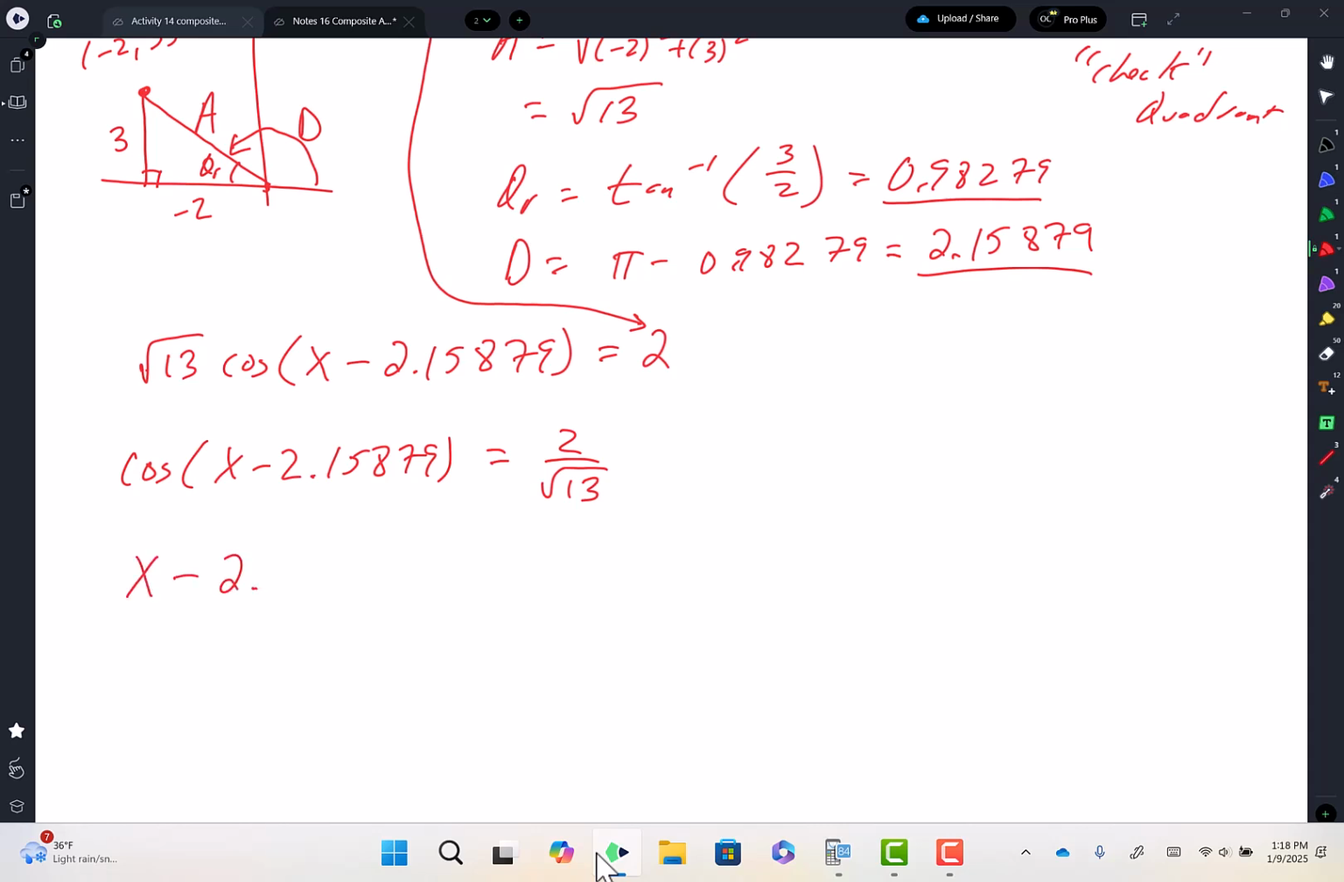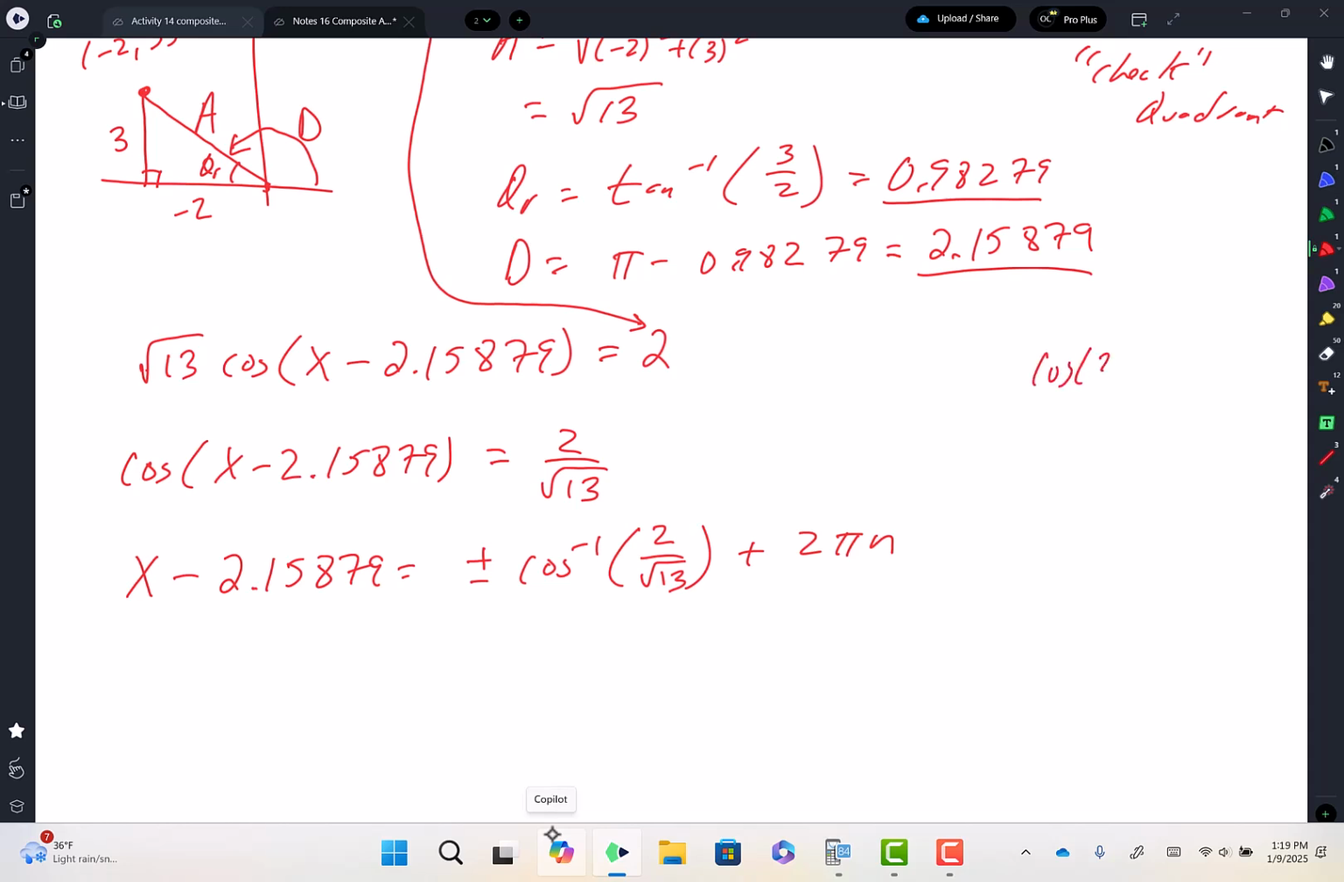X minus 2.15879 equals plus minus arc cosine of 2 over square root of 13, close it, plus 2 pi n. Because we're in radians on this one. Yes? Because remember, cosine of pi over 6 is square root of 3 over 2, but cosine of negative pi over 6 is also square root of 3 over 2. That way we can get both equations at once.